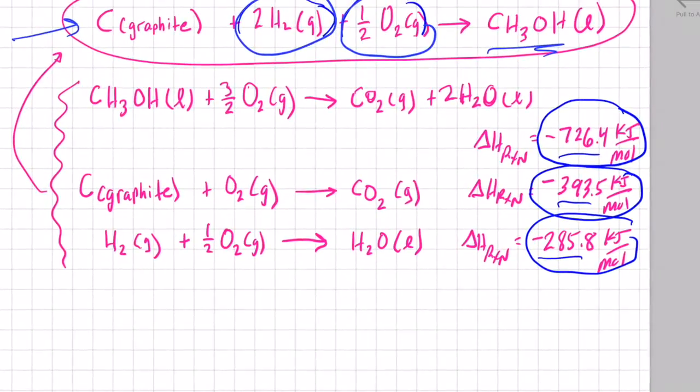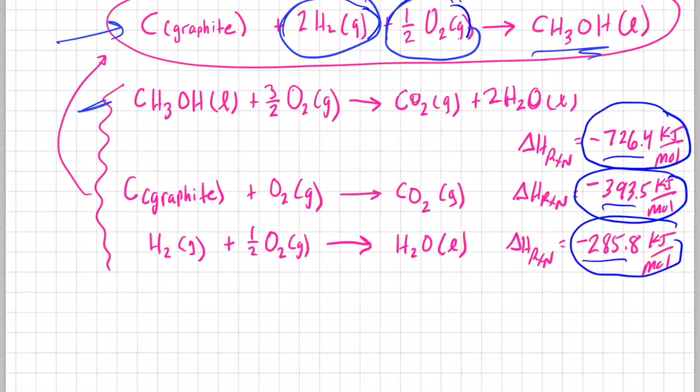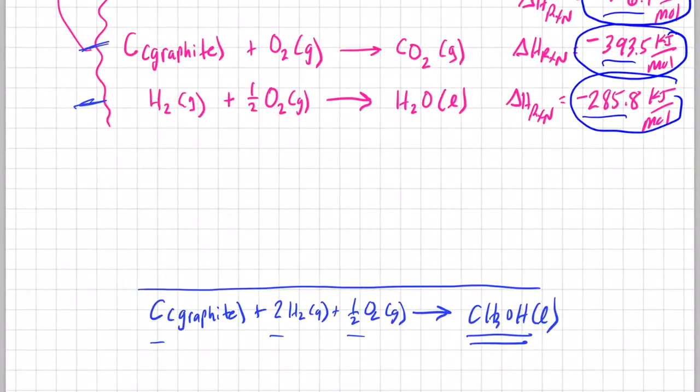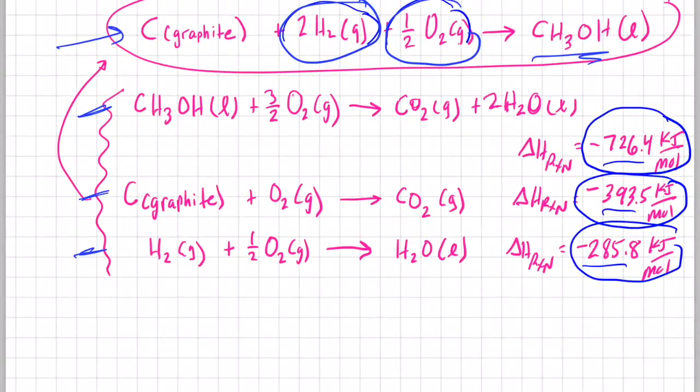What I want to do is use these 3 equations and their respective heats added together to give me the equation that I'm after. So the way that we do that is we look at the equation we're after. I want graphite on the left, hydrogen gas on the left, oxygen gas on the left, and of course methanol on the right. In my first equation, I have methanol, but it's on the wrong side. It's on the left side. So I want to put it on the right side.